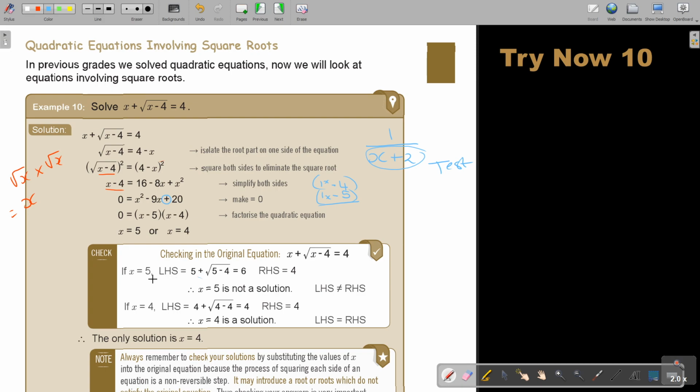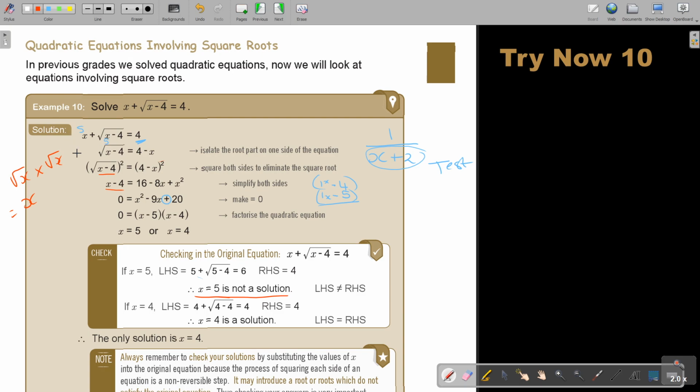Did you see? Because if you were putting in the 5 there, it's 5 plus 1, and that's 6. And that side is just 4. So sorry, it's not a solution. And I want to make it red. It's not a solution.